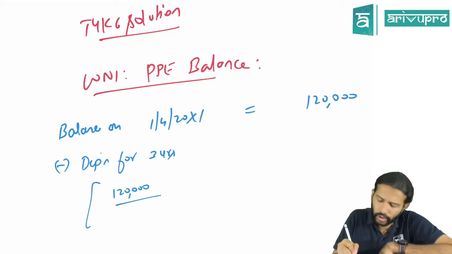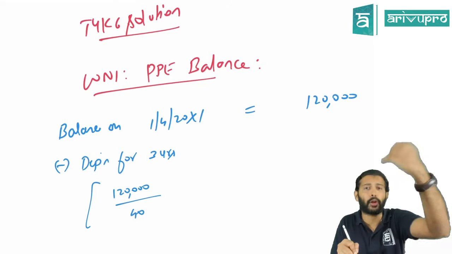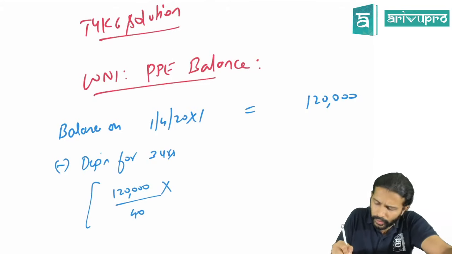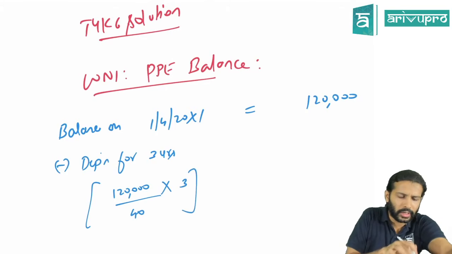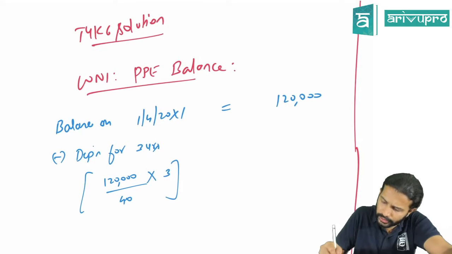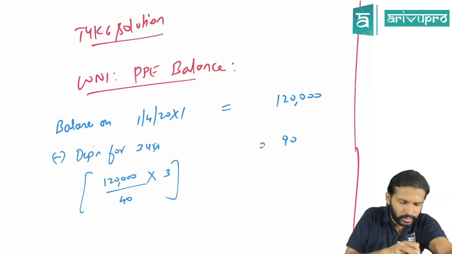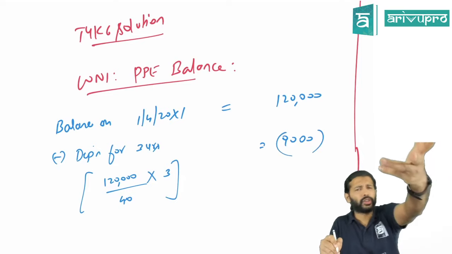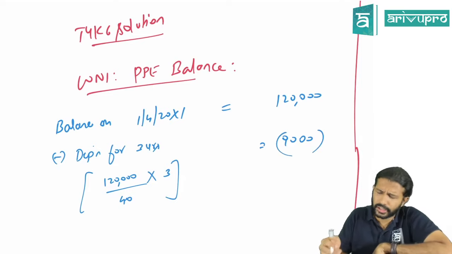1,20,000 is the original cost. This plant has a useful life of 40 years. If you do this, you'll get depreciation for 1 year. We want depreciation for 3 years. So 1,20,000, if you do this, you're going to get, I think, 9,000. Is it? Yeah, 9,000 is the depreciation. 3,000 is the depreciation every year. For 3 years, it will be 9,000.